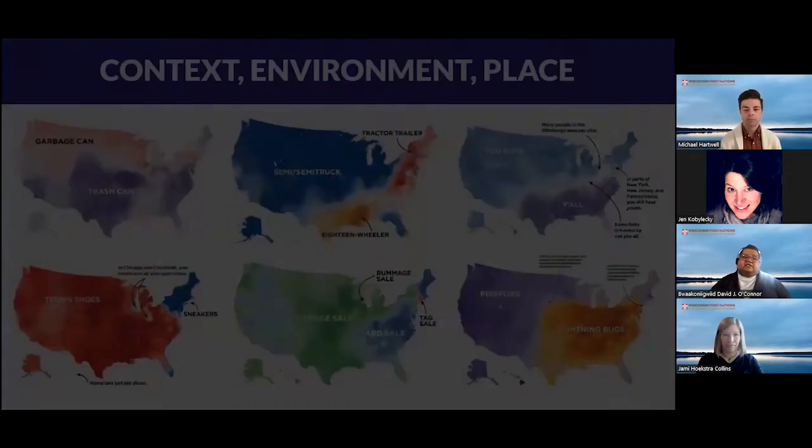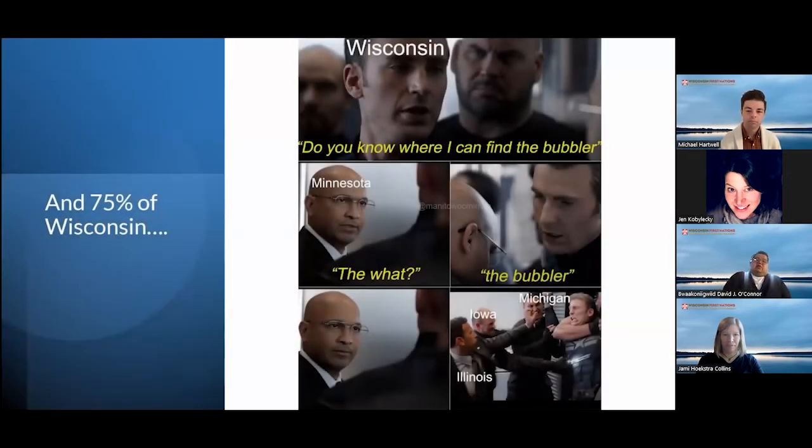And even as an example, folks, I came across this meme a while back where they were talking about Wisconsin being Captain America. And they said, "Do you know where I can find the bubbler?" And Minnesota's like, "The what?" And Captain America represented Wisconsin, or 25% of Wisconsin, saying the bubbler. And literally Illinois, Iowa, Michigan were trying to take out Captain America for saying that word. And so once again, folks, it's a drinking fountain or water fountain, not a bubbler. I know a couple of y'all will probably say it's the bubbler, David. Well, it's not.